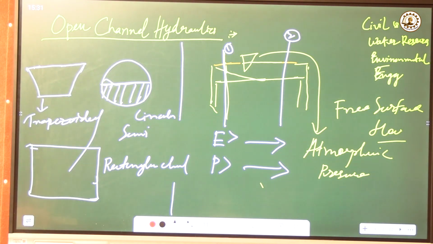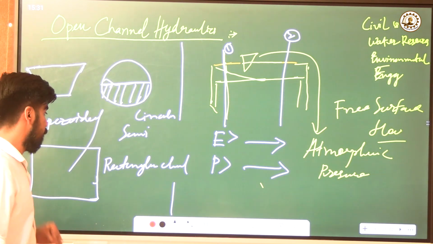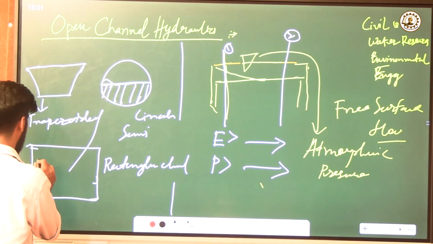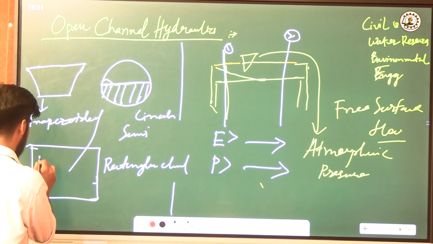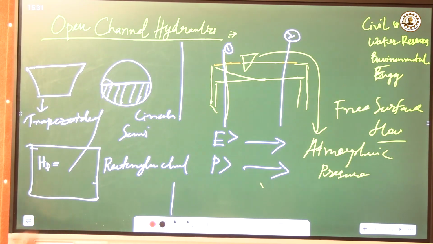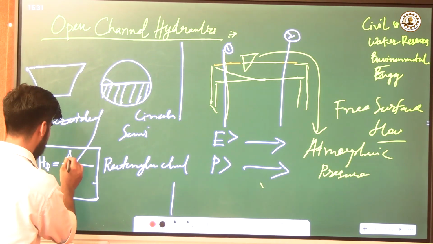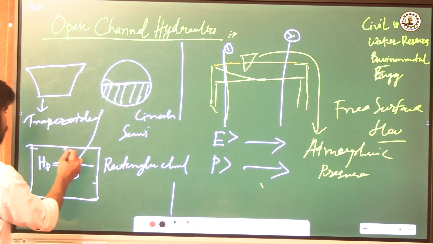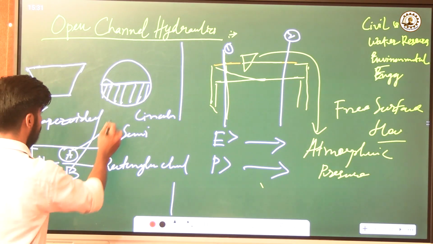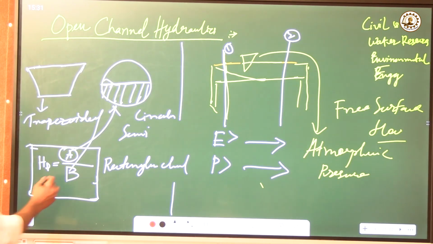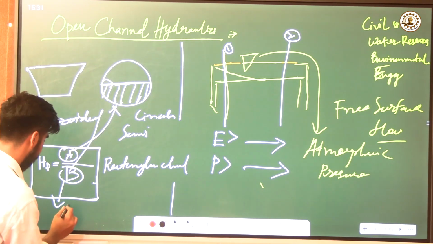Now, I want you to know a very important parameter that can define the property of the flow, which can be denoted by HD, which is the hydraulic depth, which is A by the top width, where A is the wetted area or the top area, and B is the width here.